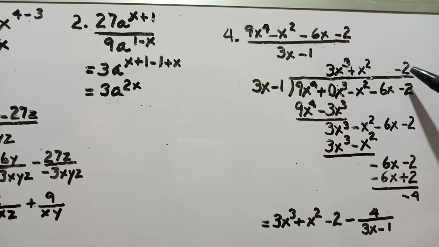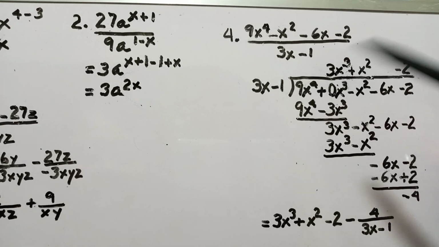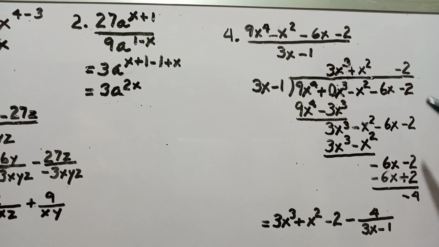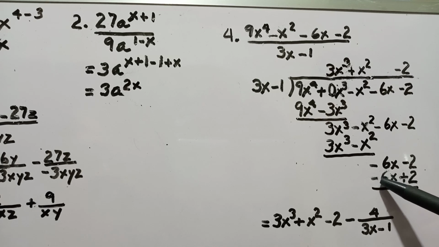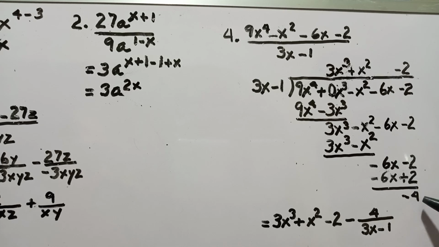So let's multiply. Minus 2 times 3x is minus 6x. Minus 2 times minus 1, you have positive 2. Then subtract. This becomes positive, so that is 0. This becomes negative, so that's why you have there minus 4. So the answer is 3x cubed plus x squared minus 2, minus 4, because you have there the remainder minus 4 over the divisor 3x minus 1.